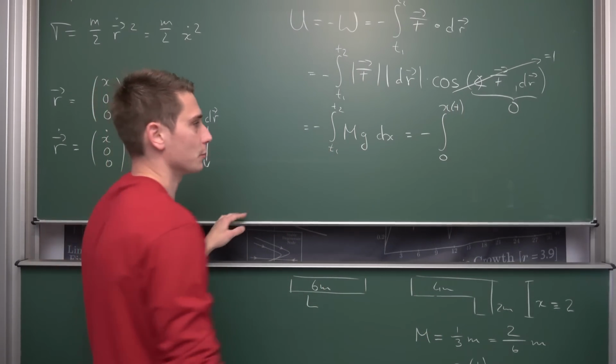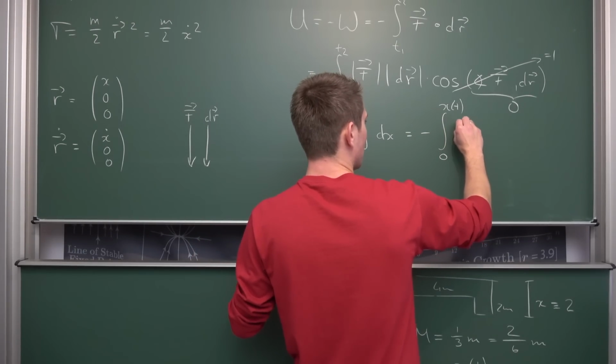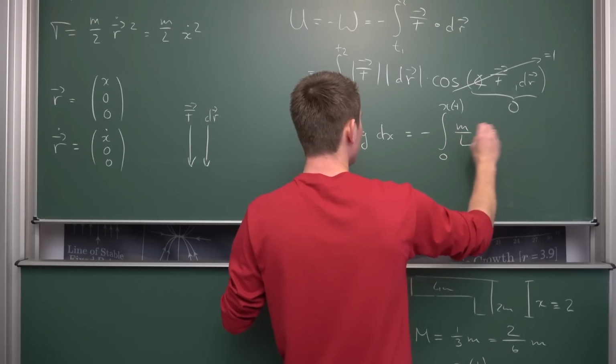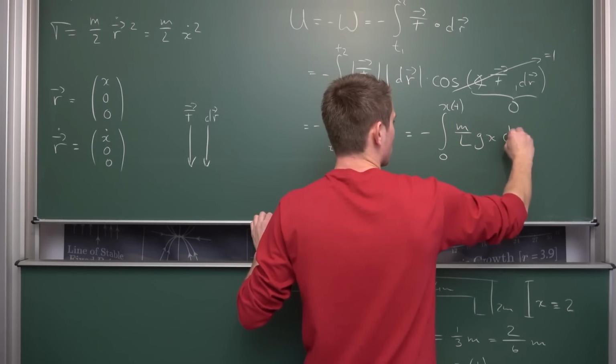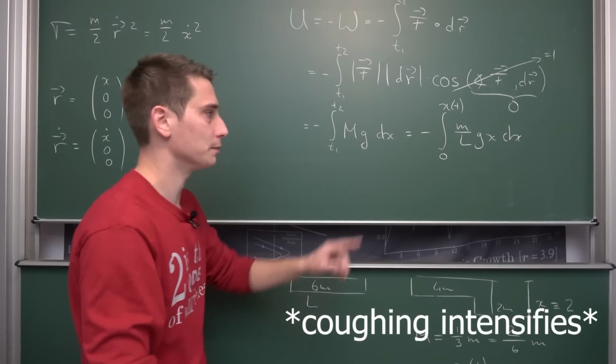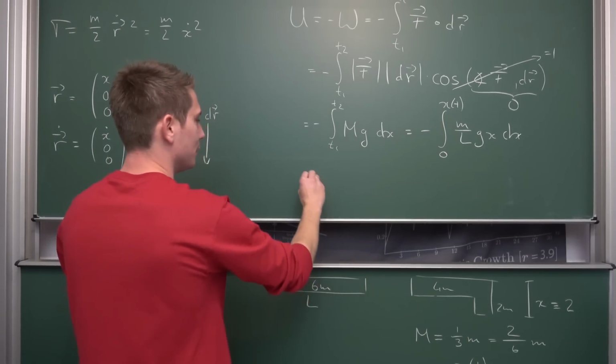Now we are going to plug the definition for M in. This is going to be m over L times g times x, integrated with respect to x. I'm terribly sorry. And this is really too easy.